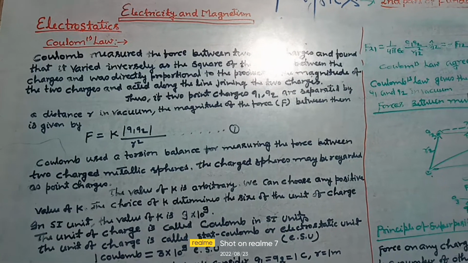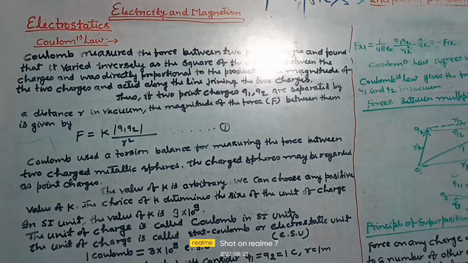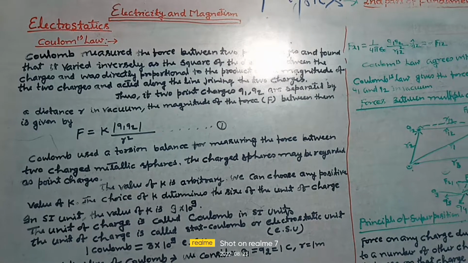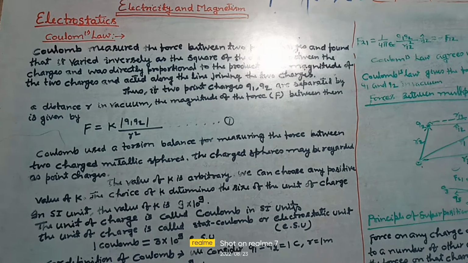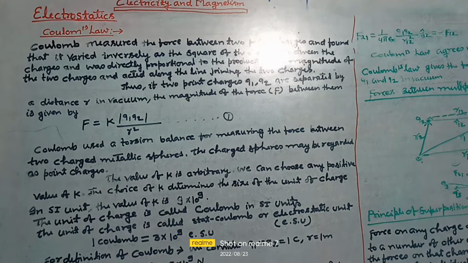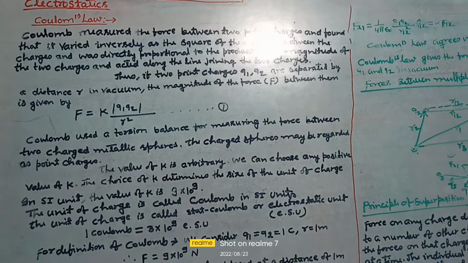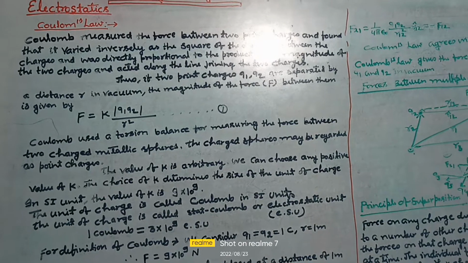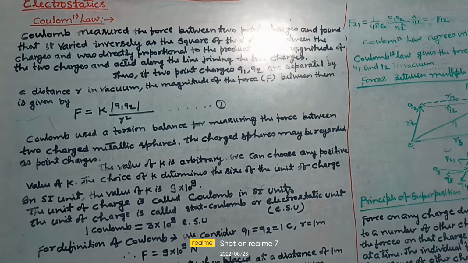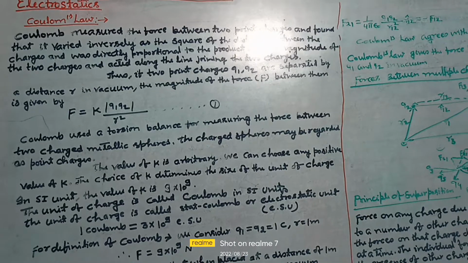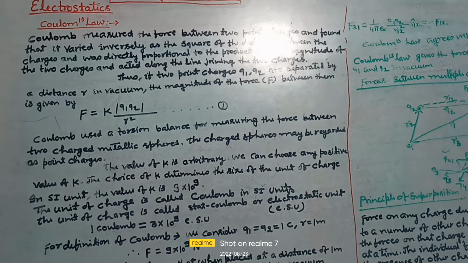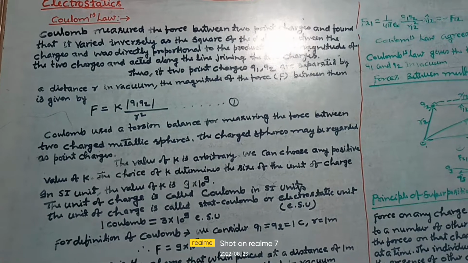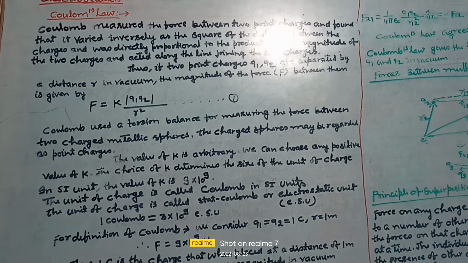The value of K is arbitrary. We can choose any positive value of K. The choice of K determines the size of the unit of charge. In SI units, the value of K is 9 × 10^9. The unit of charge is called the coulomb in SI units. The unit of charge is called the statcoulomb or electrostatic unit in CGS units. One coulomb = 3 × 10^9 statcoulomb.